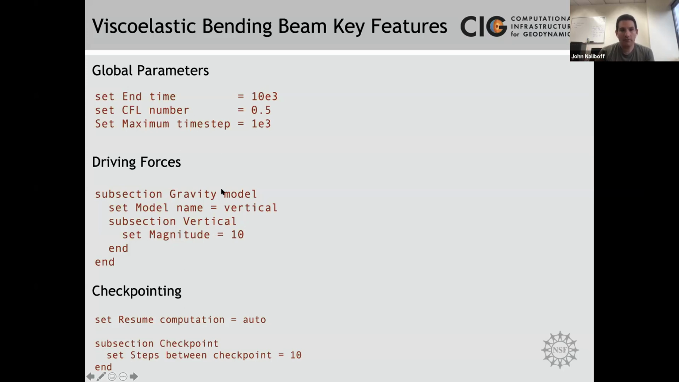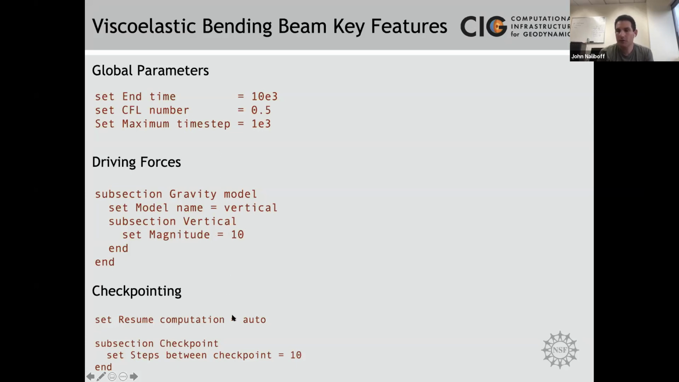In terms of the driving forces, this is the gravity section of the material model. Because we're working in a 2D box, though it wouldn't matter even in a 3D box, the name of the model we're using for gravity is vertical, so it's pointing straight down, and then we set the magnitude equal to 10.